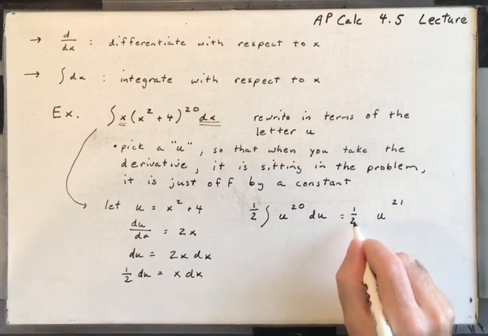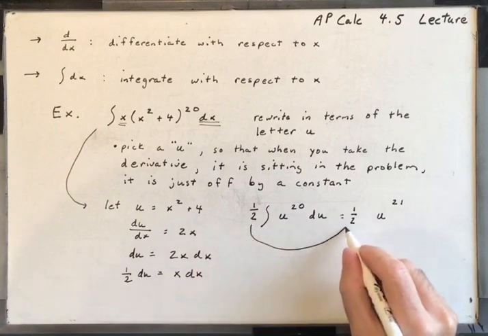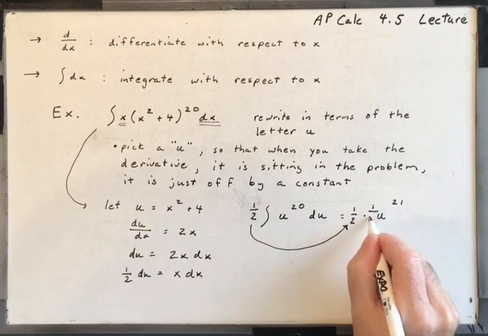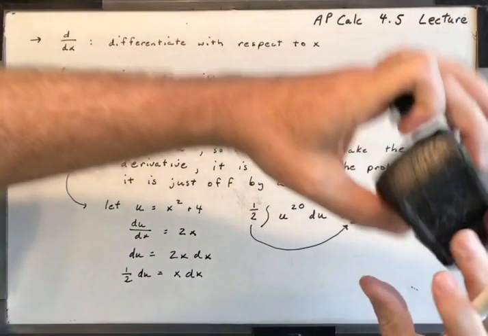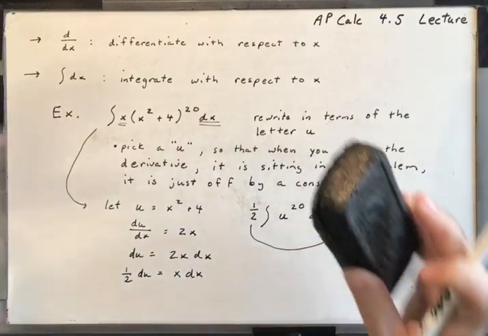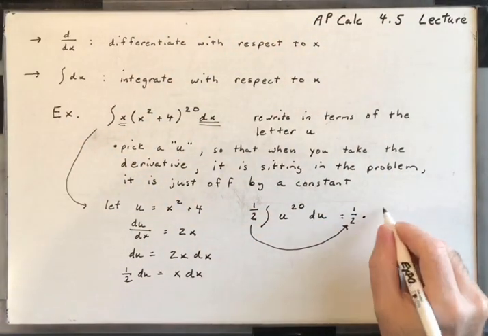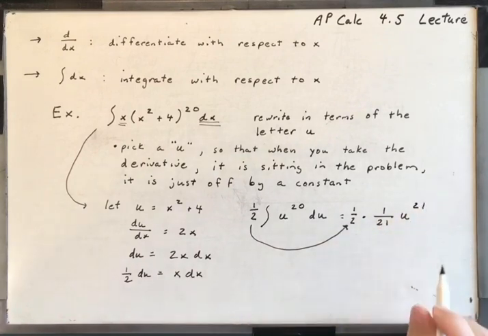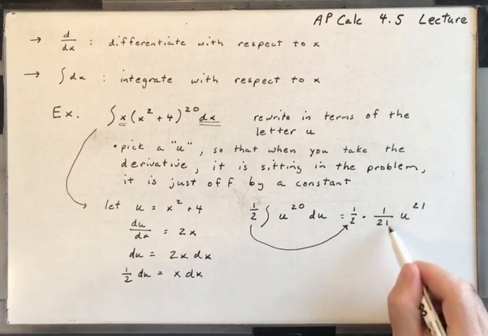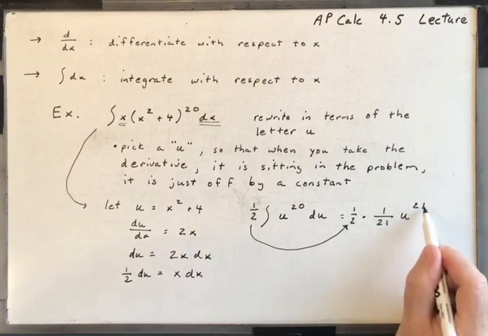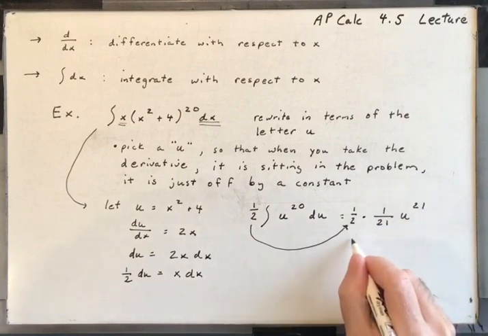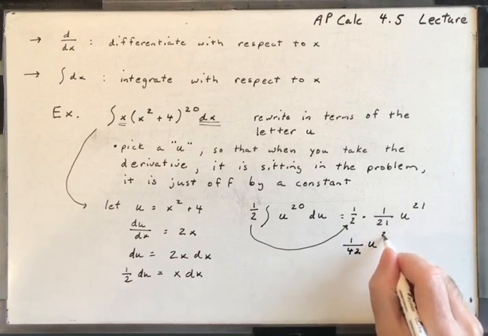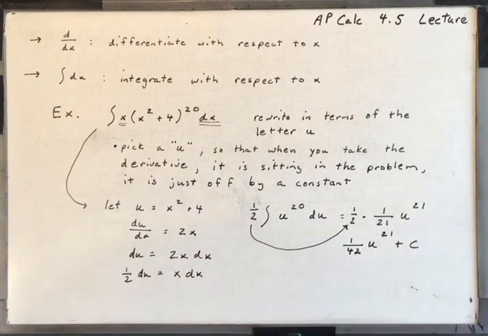I'm going to bring that 1/2 that's right here. But we're going to need 1/21, right? Let me rewrite that. That's kind of messy. So 1/2 times 1/21 u to the 21. See, after you take the derivative of that, 21 times 1/21 is 1, and then u to the 20th. So we got a 1/2. So this is going to be 1/42 u to the 21st power plus c.